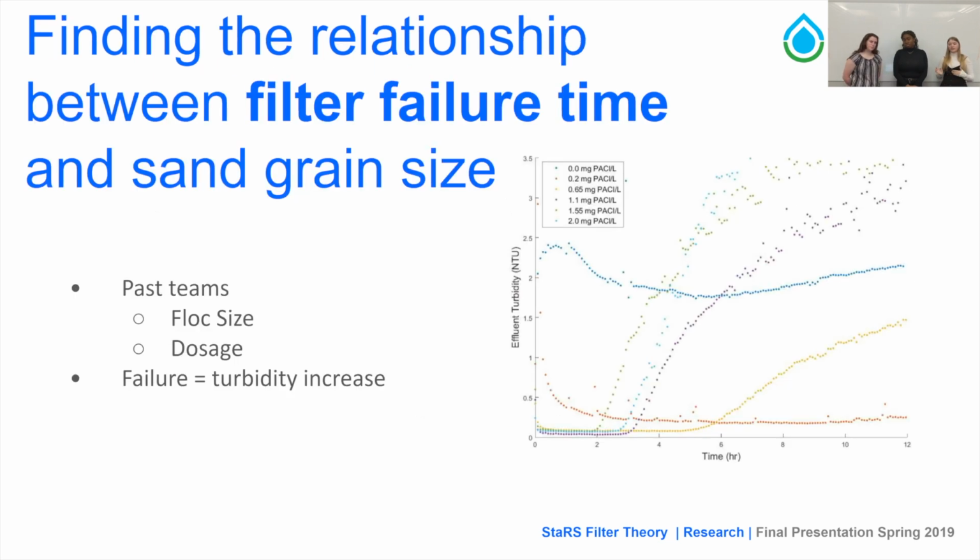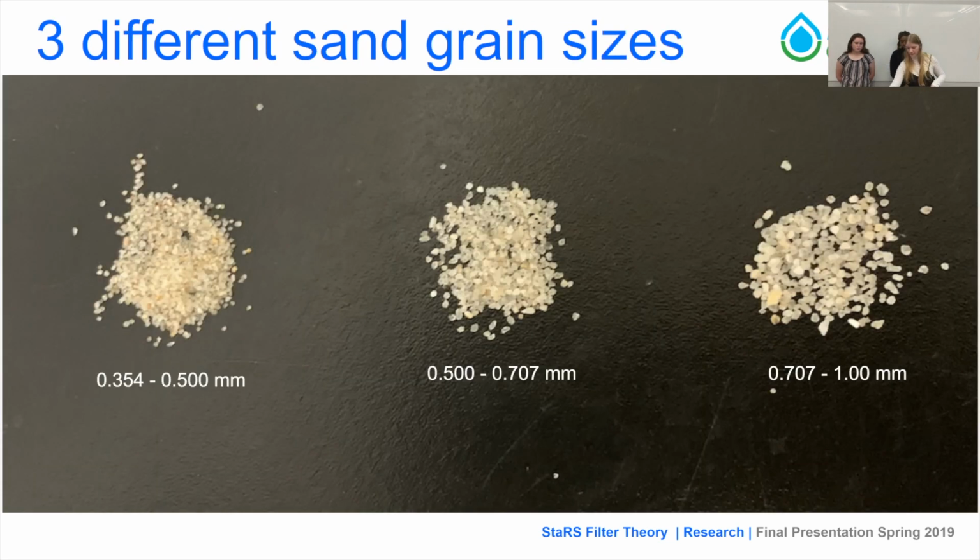Connecting what Lainey just said to what StaRS is working towards, past StaRS teams have been working to connect filter failure time with different parameters such as floc size or dosage. The one shown in the picture here is dosage. Failure time in this figure is when the turbidity slope increases very rapidly, and you can see that in the red box here. Specifically, our current team, however, is working on the parameter of sand grain size.